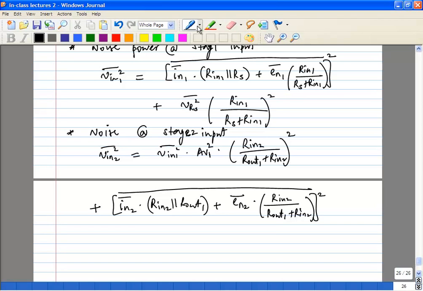Okay, is that clear? Pretty straightforward. Now you can calculate the noise power at stage 2 output. The reason we are doing all this is, remember the definition of noise figure is the overall noise due to all sources in your system over the output noise power due to the source alone. So if you consider the cascade of two stages as one big stage, you want to calculate the overall noise power and then divide it by the noise power from the source alone.